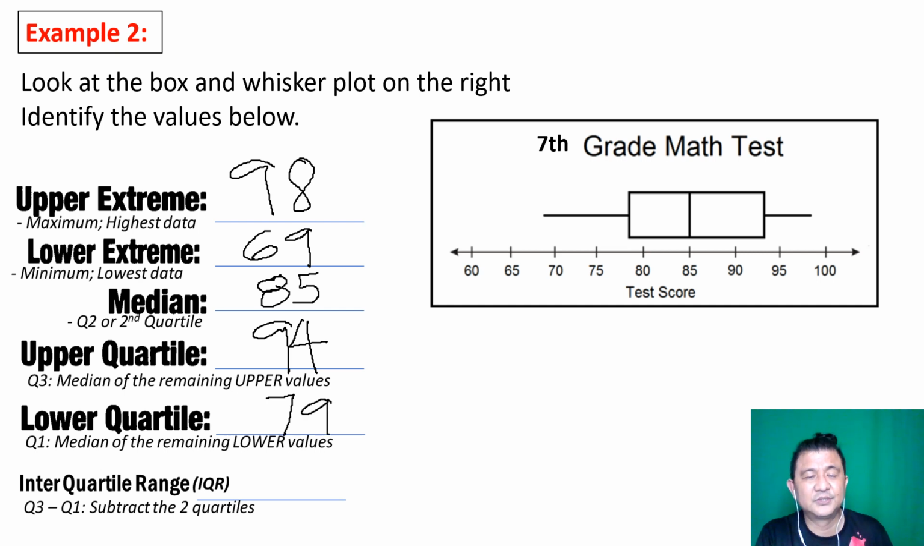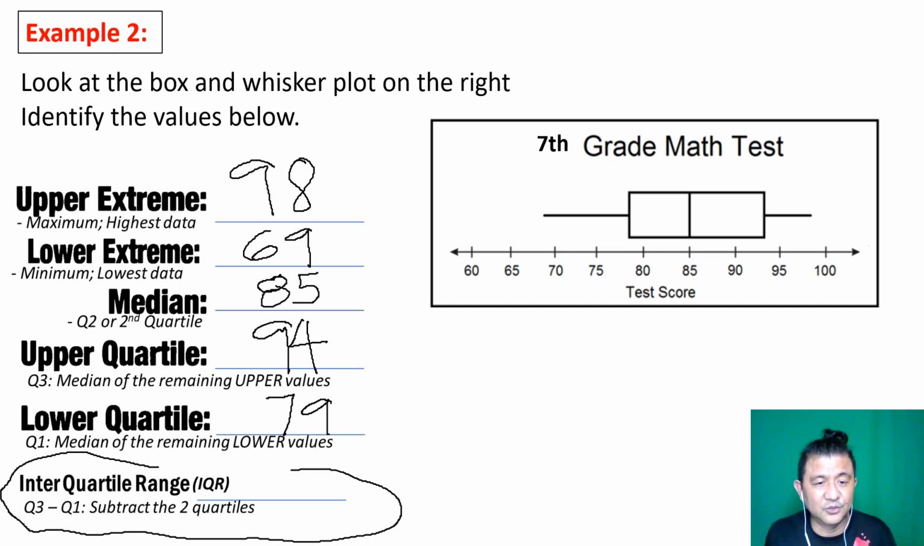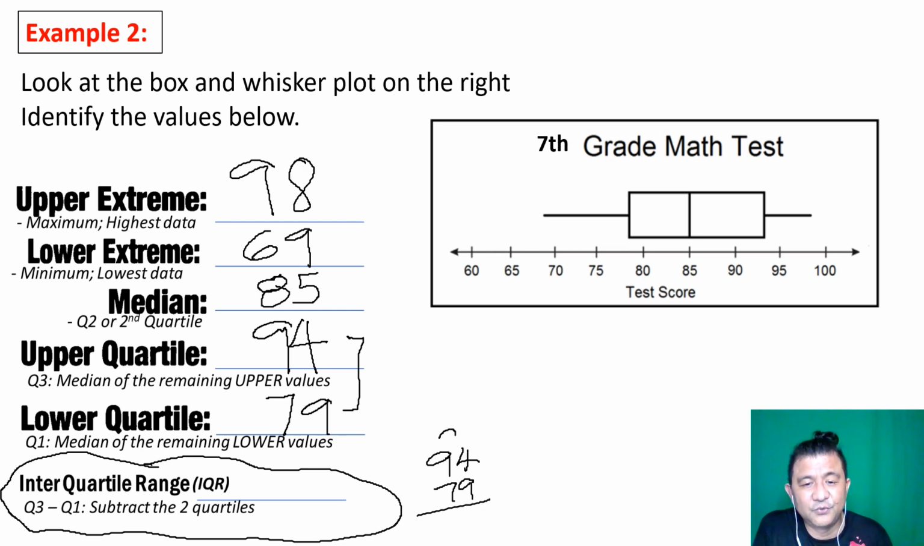All right. So now these are the 5 important values. Now, if you're asked for the interquartile range, to know the middle part, how big is the middle part, how expanded it is, or the variability of it, simply subtract these two. So 94 minus 79, that's 15. So the IQR is 15.